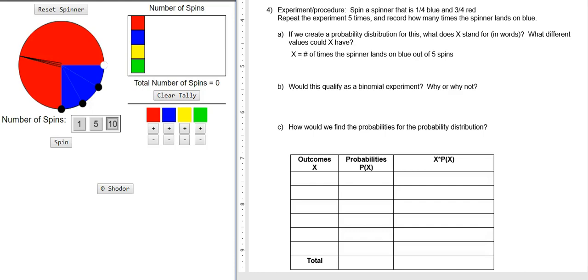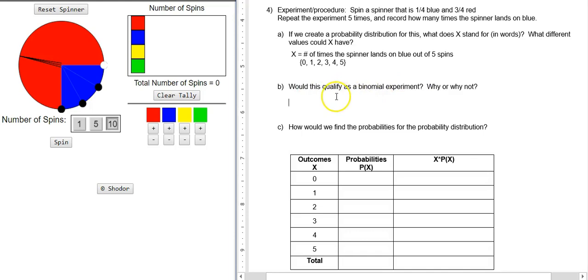If we're doing this 5 times and we want to know how many times the spinner lands on blue, let's think about all the possibilities. It could land on blue no times. So I'm going to write this as a set. These are all of our outcomes. It could land on blue 1 time out of the 5, or 2 times, or 3 times, or 4 times. Or it could land on blue every time, which would be 5. These are all of our possible outcomes for X. These are all of our possible values. If we're trying to write a probability distribution down, those would be the values that would go in our outcomes column, or our column for our random variable X.